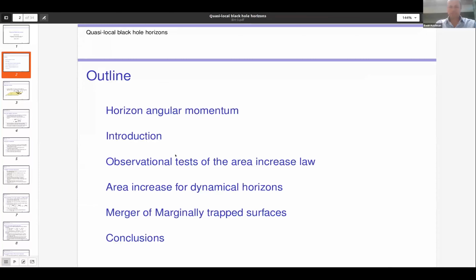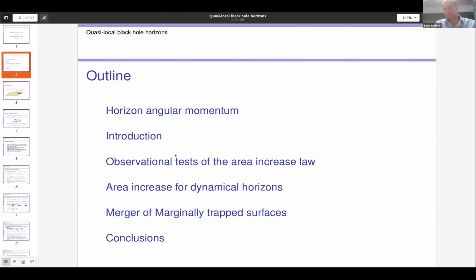So today we'll talk about dynamical black holes, and in fact, we'll talk about observational tests and also numerical results. But before all that, let me just complete one thing which I in fact forgot to mention last time, which was the calculation of the horizon angular momentum.